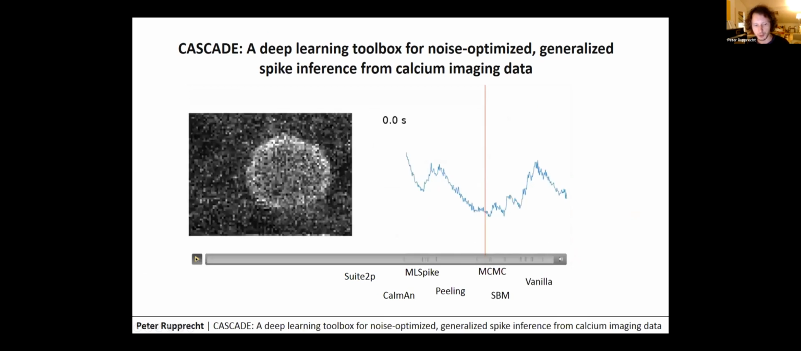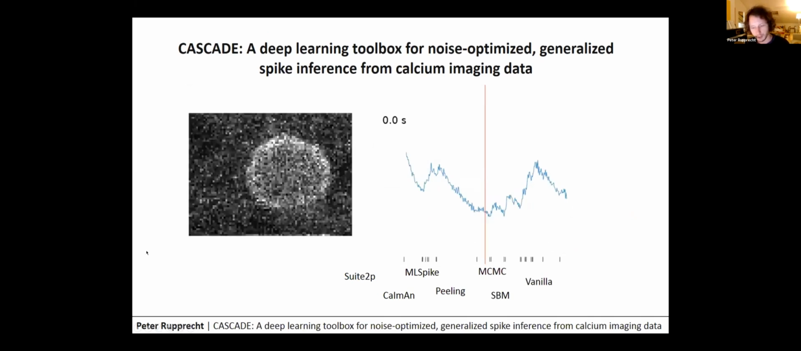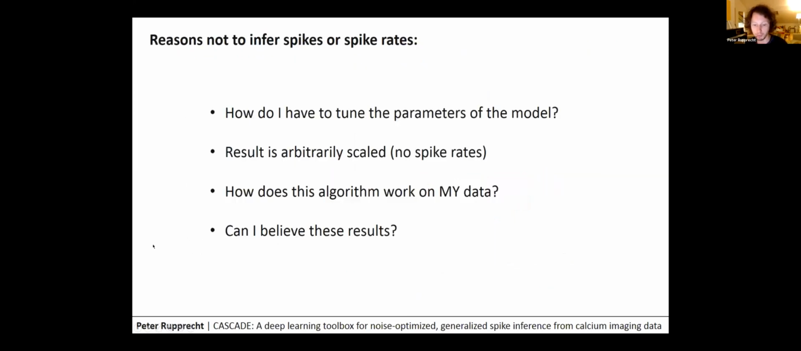However, when I first entered the field, I was really a bit depressed by these algorithms, because in the beginning, when I tried to apply those algorithms on my own data, I was not so confident that I got really usable results. First of all, I didn't know how to tune the parameters of the model. Second, the results seem to be often very arbitrarily scaled. Sometimes I got results like 100 hertz firing rates when it was obviously not the case, just a bad fitting. And the key question I was asking myself was, how do these algorithms work on my own data? Because these have been designed on one or two data sets which have been recorded by somebody else. But how do these algorithms translate and transfer their power to my data? And obviously, can I believe these results?